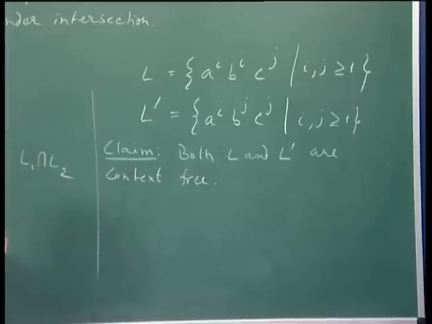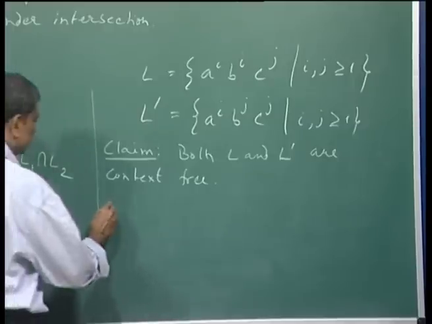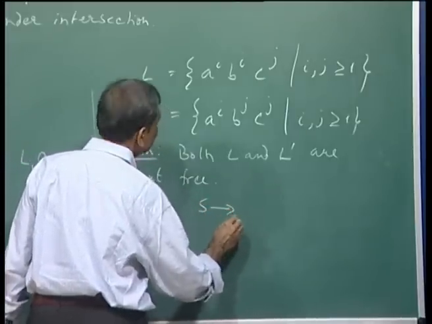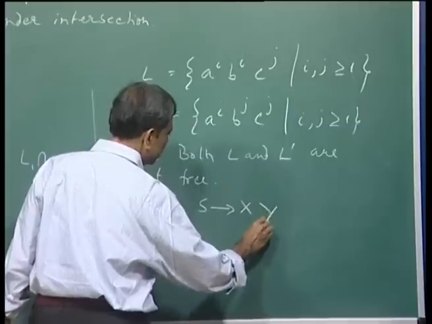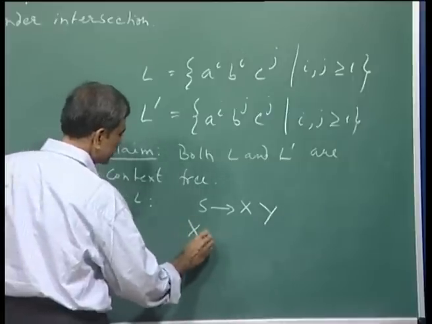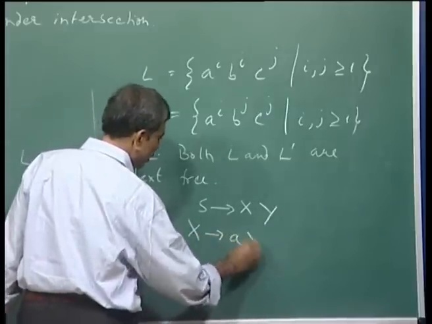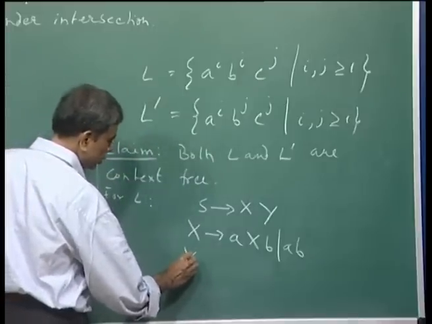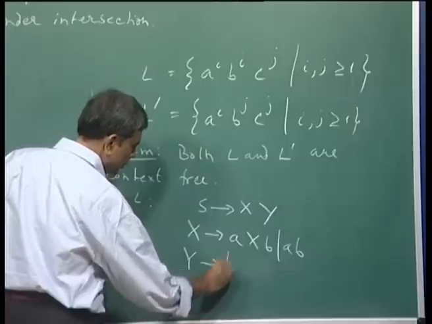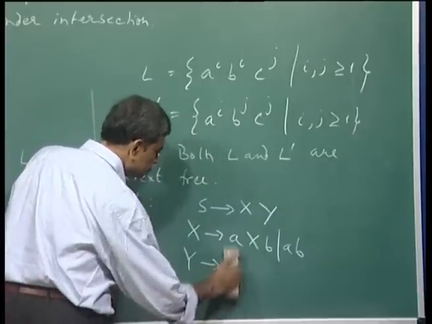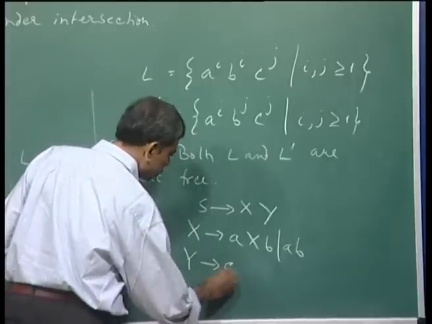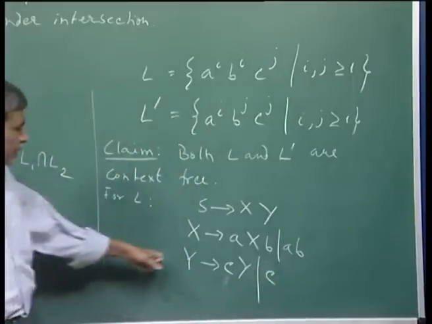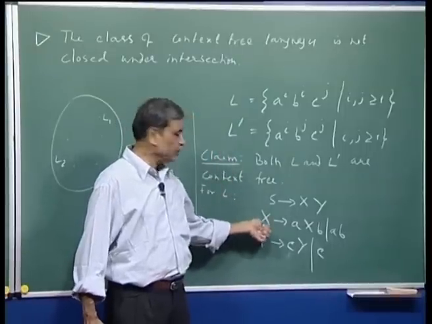Let me quickly give a grammar for L. Let me show you the productions. S goes to X Y. X goes to A X B or AB, and Y goes to CY or C. So, you see basically Y can generate any number of C's and X will generate an equal number of A's followed by B's, right.